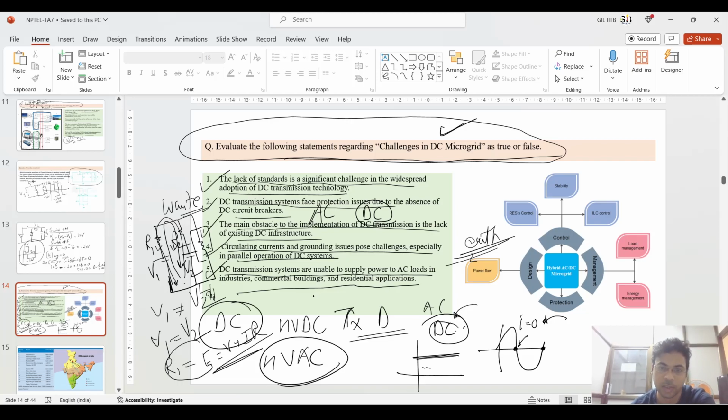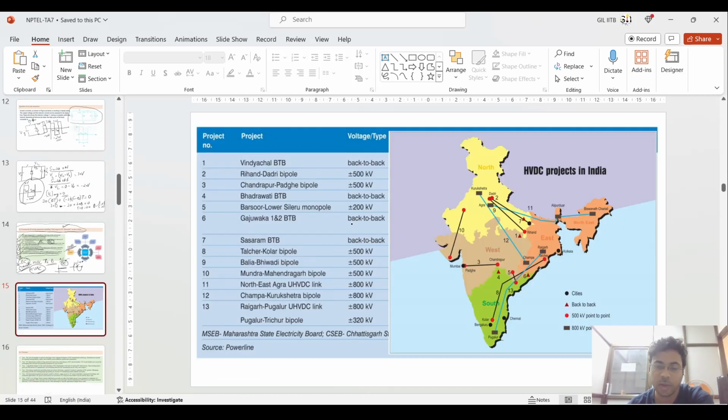If you put a DC distribution line or a DC transmission line, you need to convert it, because the market which is already existing is from AC to DC. So you need to convert this. So all five are the challenges.